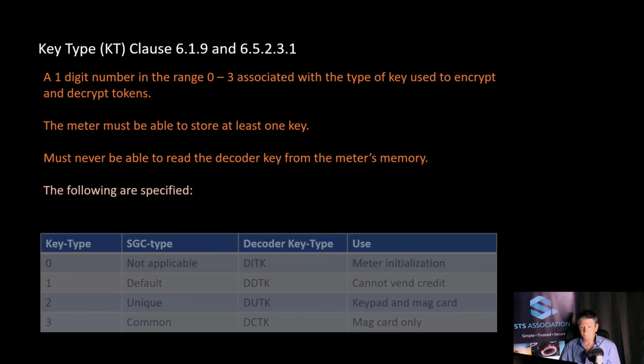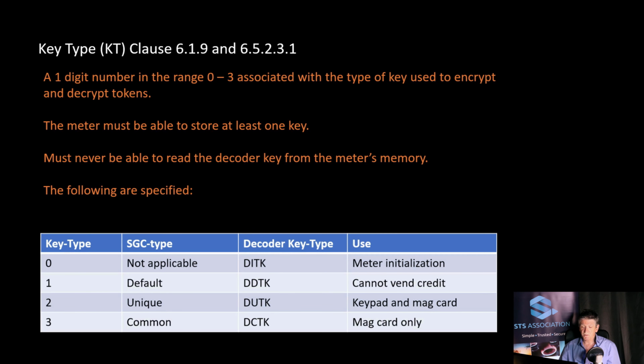The following key types are specified in the document. Key type 0 has no SGC associated with it. It's an initialization key, and its use is for meter initialization when it's first produced or repaired in the factory. This is the only key that is available to be actually read in plain text by selected people within a company. None of the other keys are ever seen.